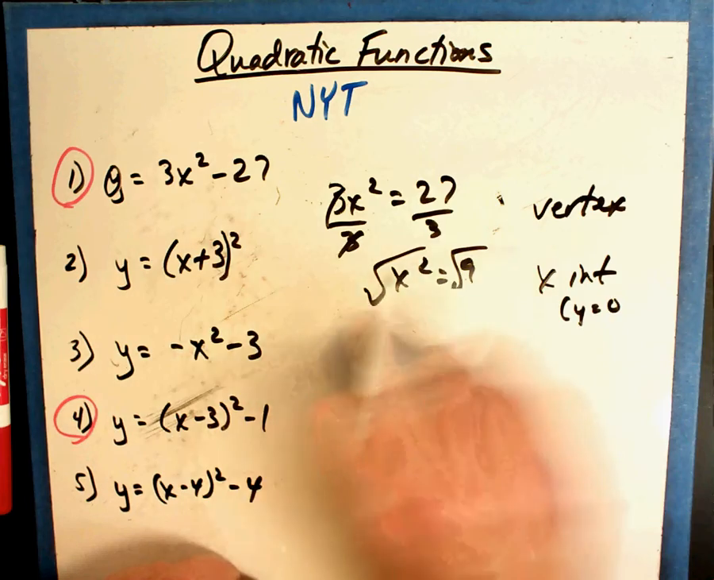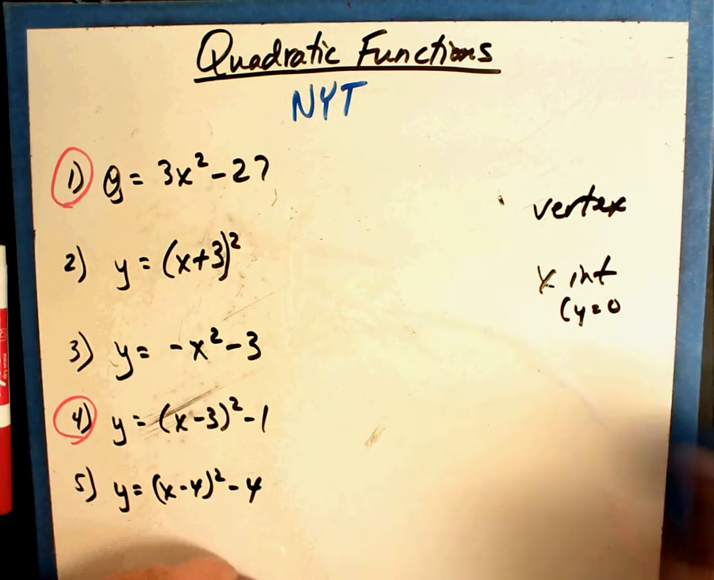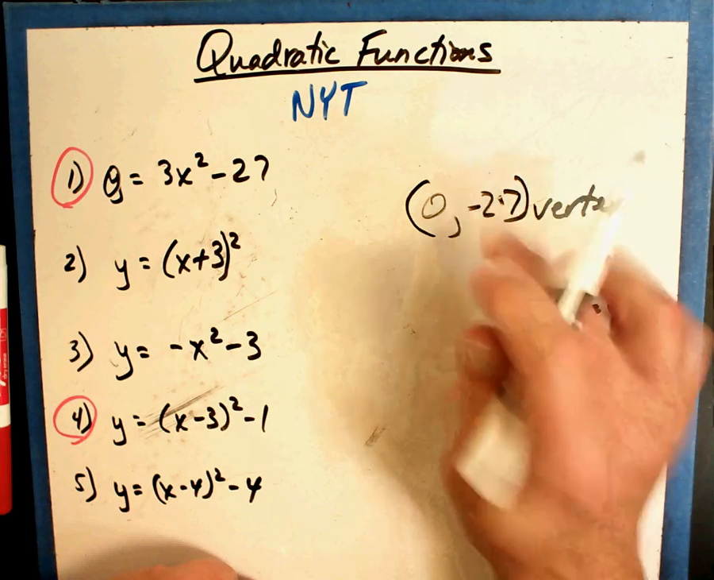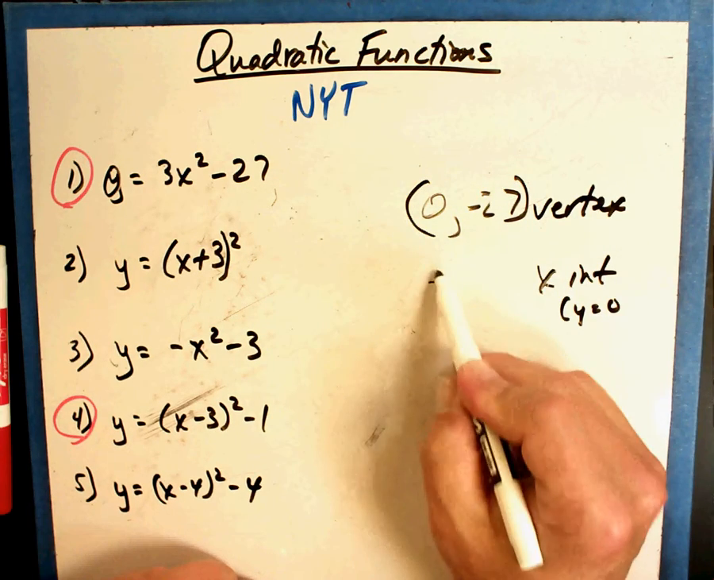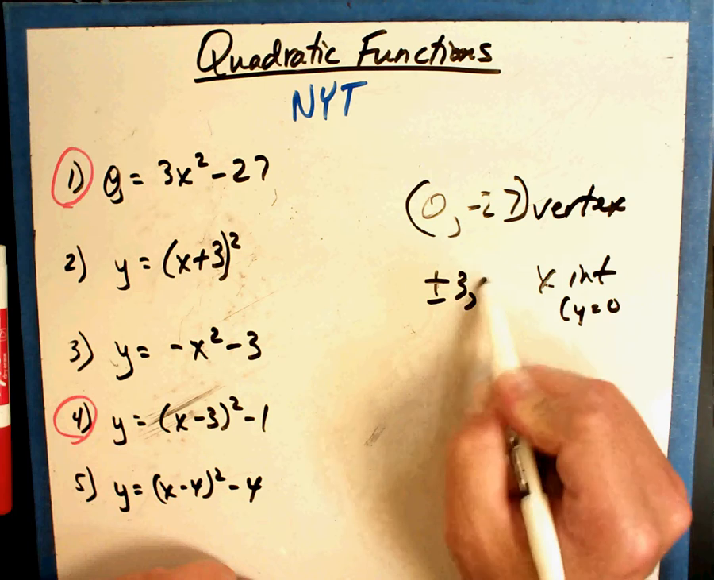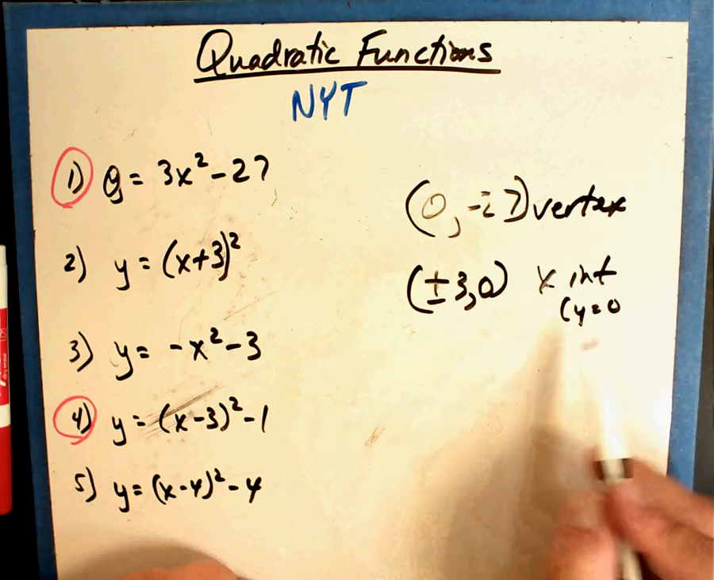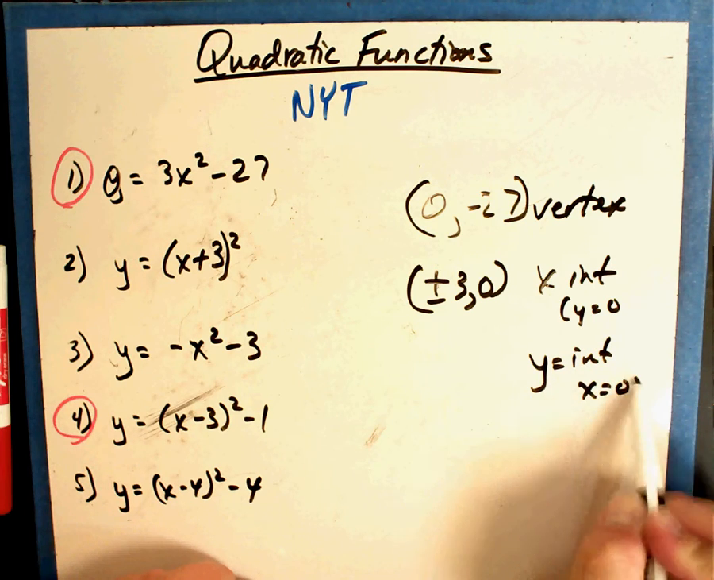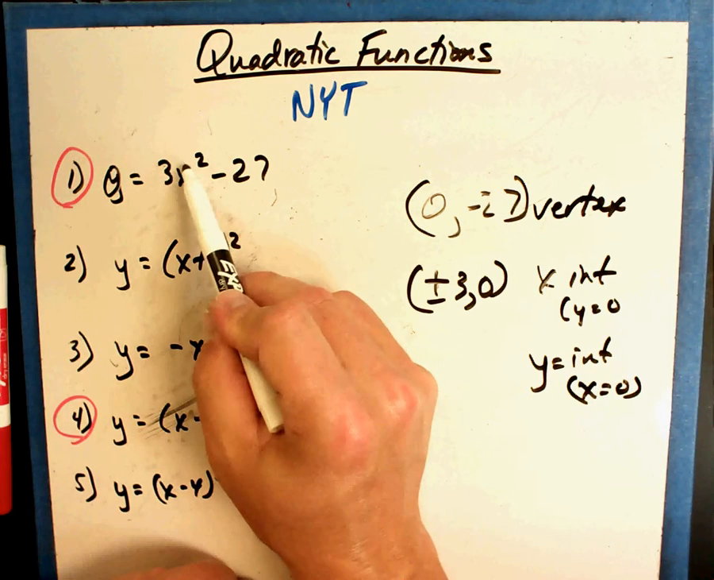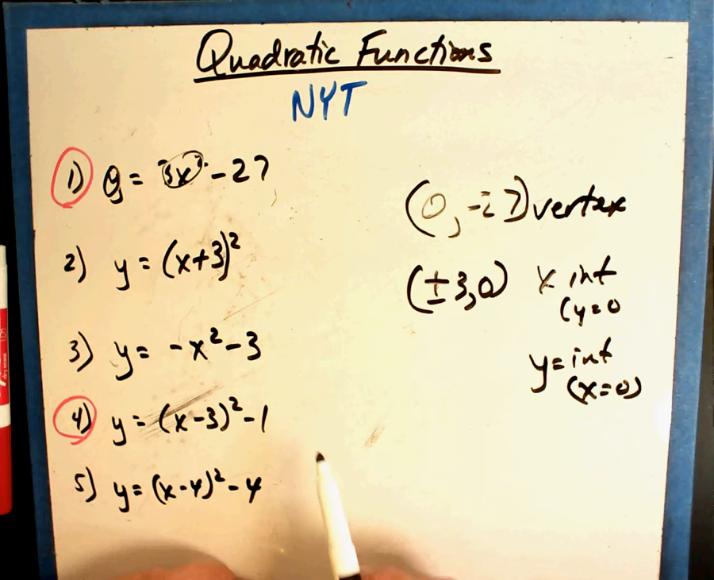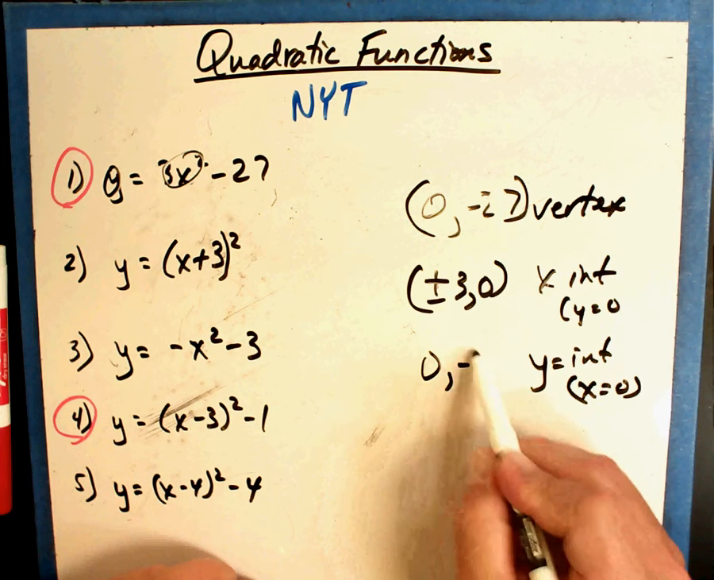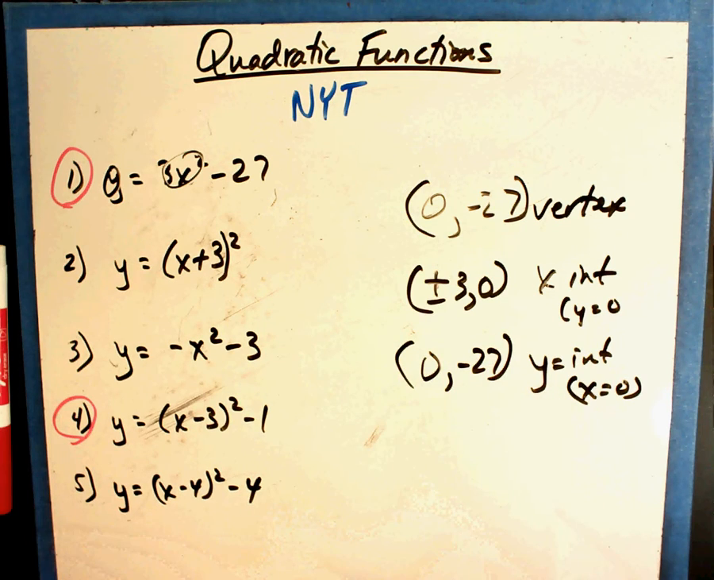Let's get my y-intercept. To get my y-intercept, I'll write this in real quick again. That was that answer. This was plus or minus 3, 0. So in a y-intercept, I want to put in x equals 0. So if I put in x equals 0, that becomes a 0. So negative 27 is all that's left. There's all my points for that first one.